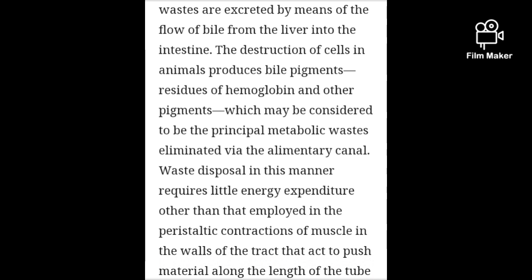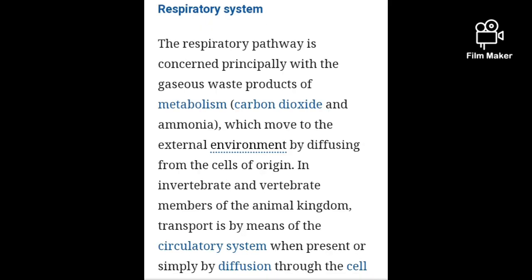Now next, we deal with the respiratory system. The respiratory pathway is concerned principally with the gaseous waste products of metabolism, carbon dioxide and ammonia, which move to the external environment by diffusing from the cells of origin. In vertebrate and invertebrate members of the animal kingdom, transport is by means of the circulatory system when present, or simply by diffusion along the cell.